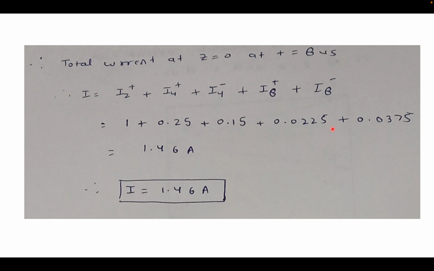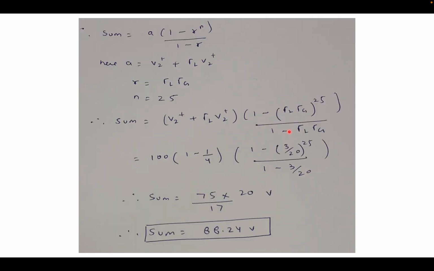I also did it this way only, geometric progression, 1 plus... If you keep adding them you will get exactly 1.46. I added them, so maybe you have made some calculation mistake. You can check it once. But your method is correct, right? The method is the same, so the answer should be the same. And the last part was 88.24 volts.